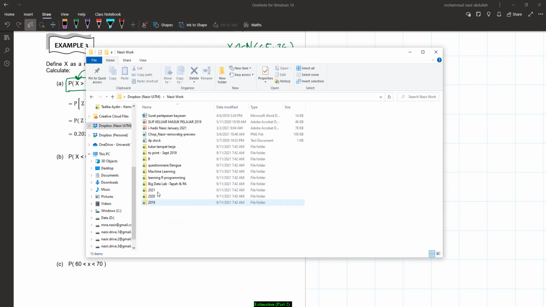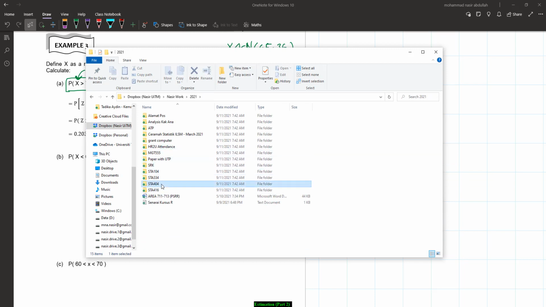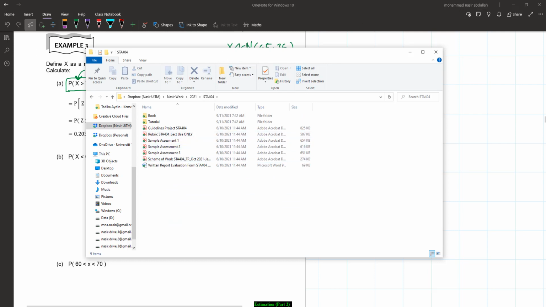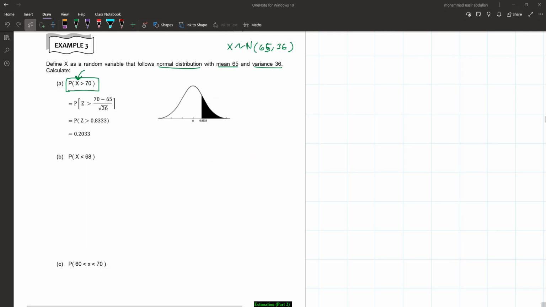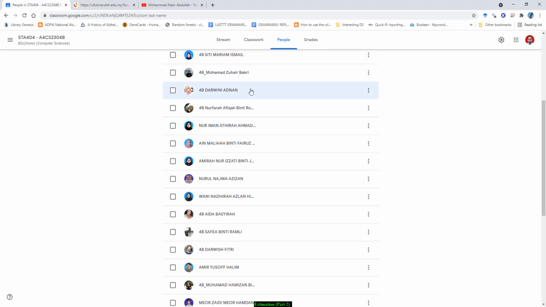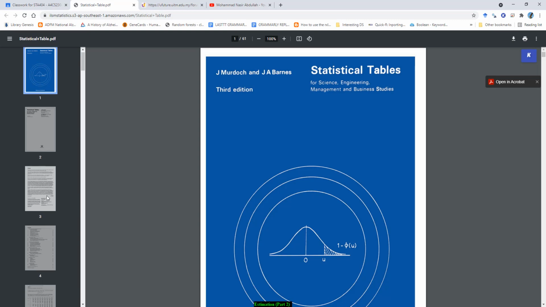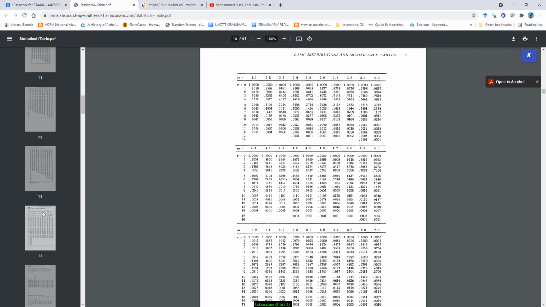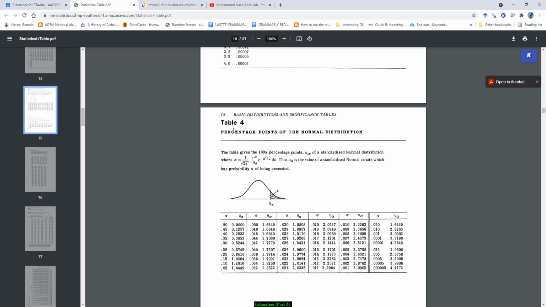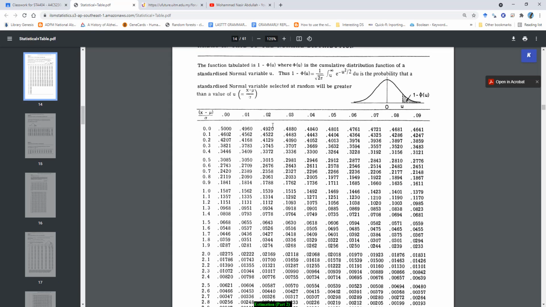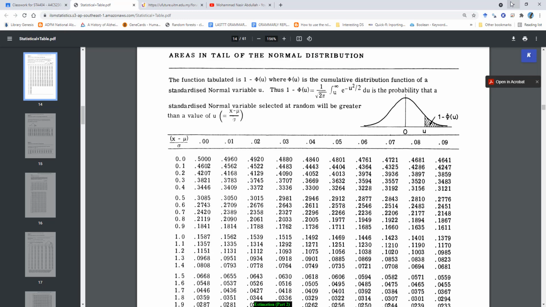Let's look at this for a moment. Okay, let me download it from my website. If you can't find your statistical table, you can download it from the classwork. Here the statistical table is ready. Let's look at statistical table number 3. Remember, table number 3 is our standard normal table. So this is a standard normal table.